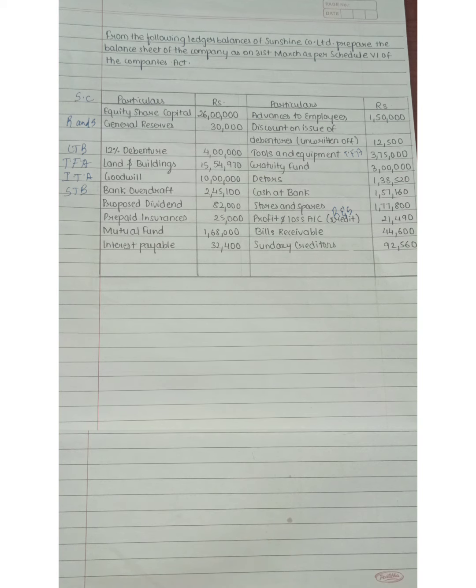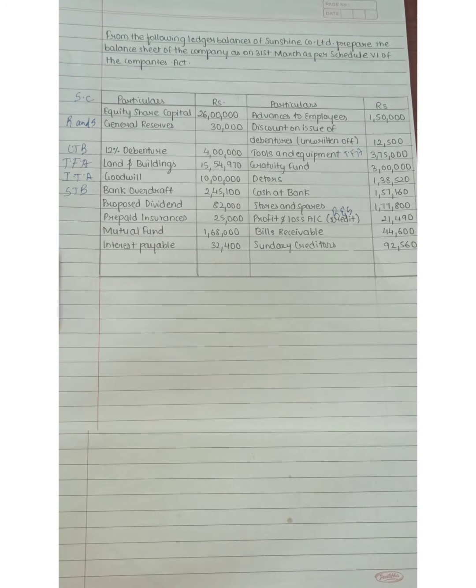So bank overdraft is what? It is a liability to the company because the company has to pay it off someday or the other. So we write bank overdraft on the left hand side of the balance sheet. It is under the liability side because it is for a short period. That is short-term borrowing.